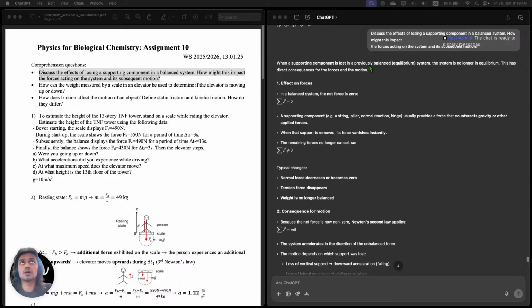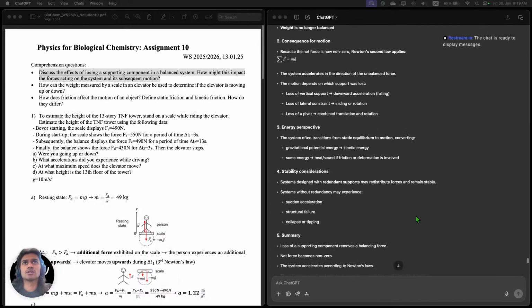When a supporting component is lost, the previously balanced system is no longer in equilibrium. This has a direct consequence on the forces and motion. The supporting component usually provides a force that counteracts gravity or applied forces. When it is removed, the force vanishes instantly. The remaining forces no longer cancel, so normal force decreases or becomes zero, tension force disappears, weight is no longer balanced. Systems designed with redundant supports may redistribute forces and remain stable. Systems without redundancy may experience sudden acceleration, structural failure, or collapse.